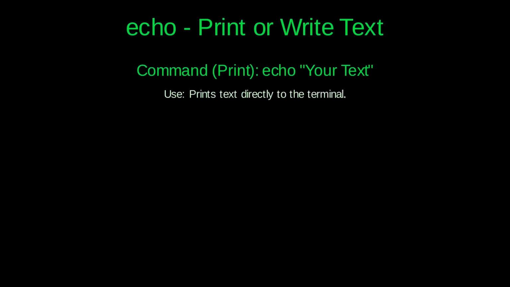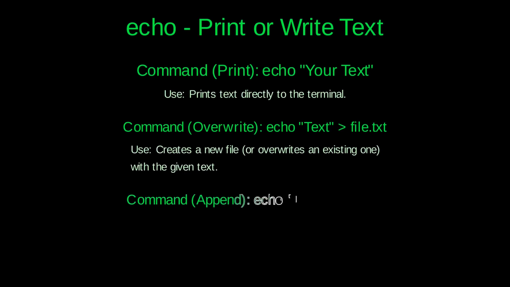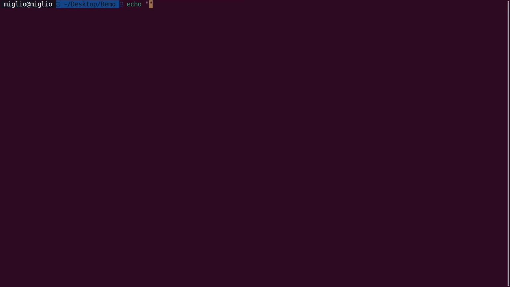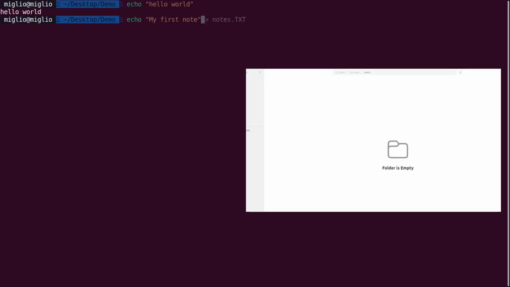Now let's look at echo. By default, echo prints text to the terminal, but you can also use it to write into files. For example, echo hello world prints the text directly in the terminal. But if we run echo my first note greater than notes.txt, it creates a file called notes.txt containing that line.